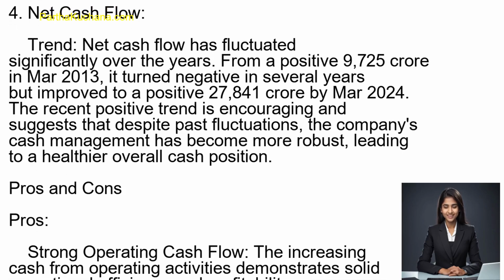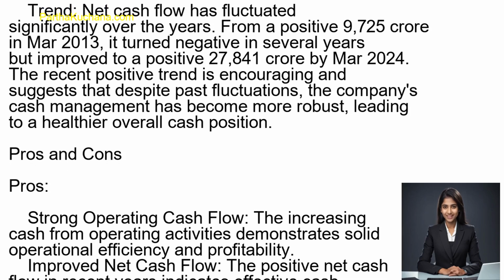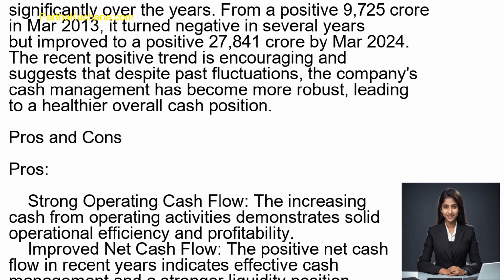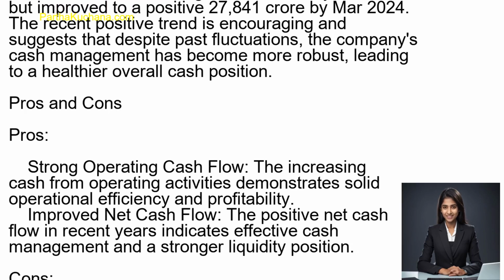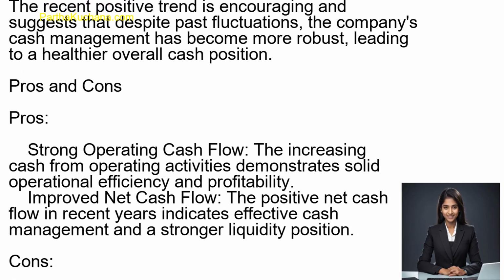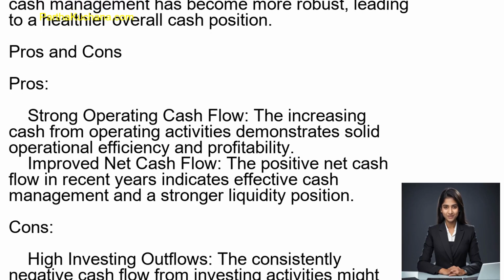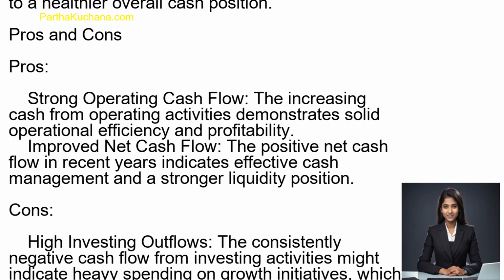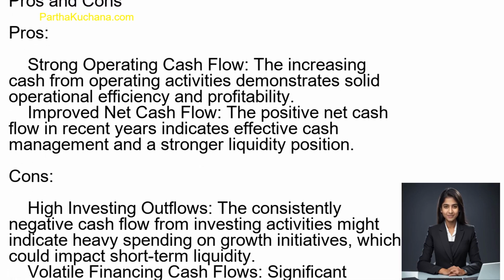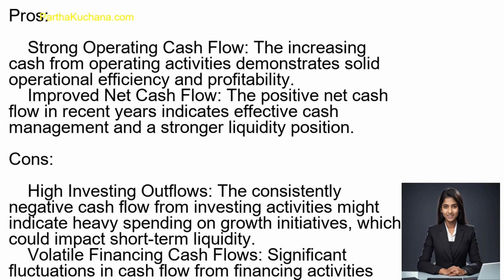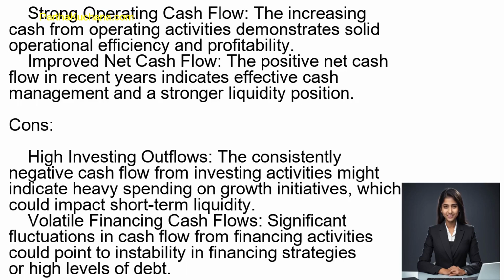Pros and cons. Pros: strong operating cash flow. The increasing cash from operating activities demonstrates solid operational efficiency and profitability. Improved net cash flow. The positive net cash flow in recent years indicates effective cash management and a stronger liquidity position. Cons: high investing outflows. The consistently negative cash flow from investing activities might indicate heavy spending on growth initiatives, which could impact short-term liquidity. Volatile financing cash flows. Significant fluctuations in cash flow from financing activities could point to instability in financing strategies or high levels of debt.